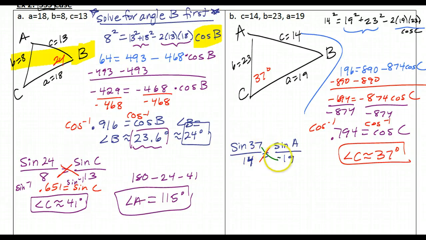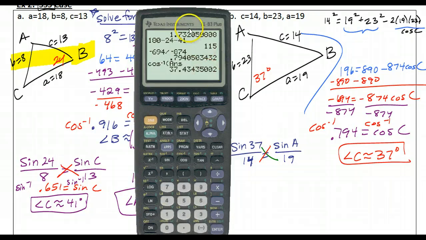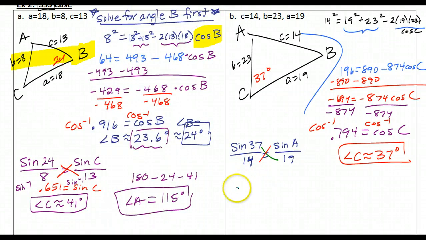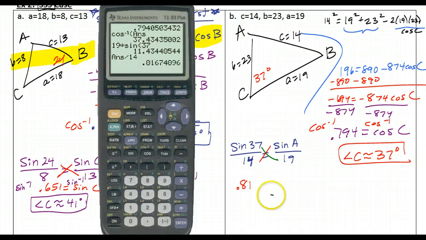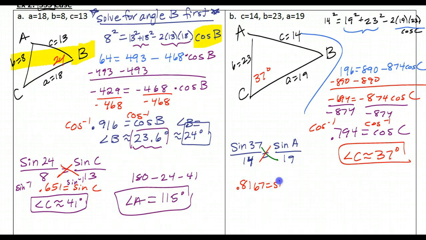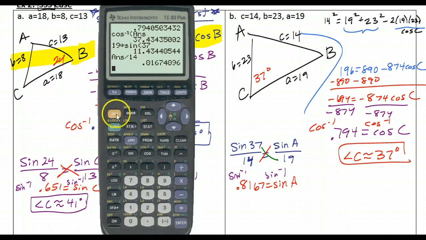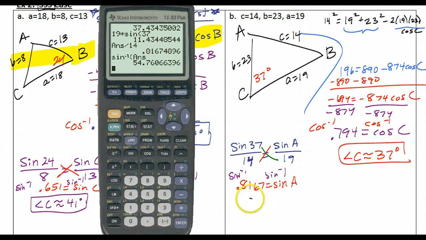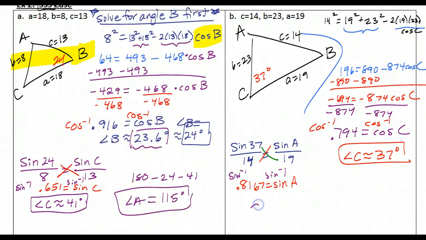I'm going to do cross multiplying again. 19 times sine of 37 divided by 14, so I get 0.81 something, 0.8167 approximately, but I like to just leave it all in my calculator. So if I leave it all in my calculator, sine inverse of that is approximately 54.8. So I guess I have to round that up to 55 degrees for angle A.